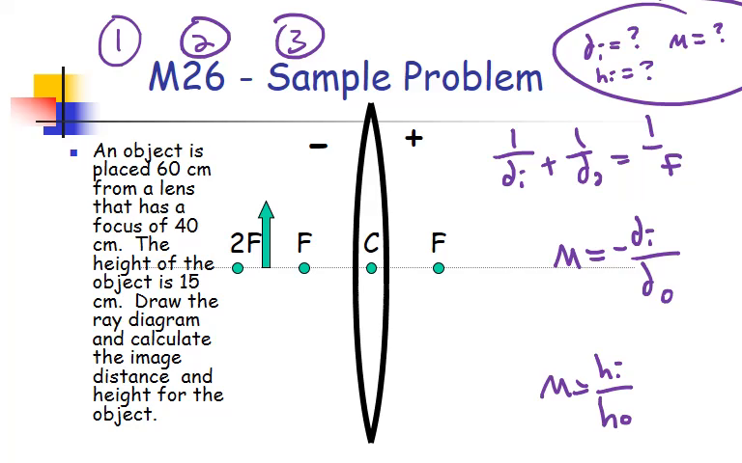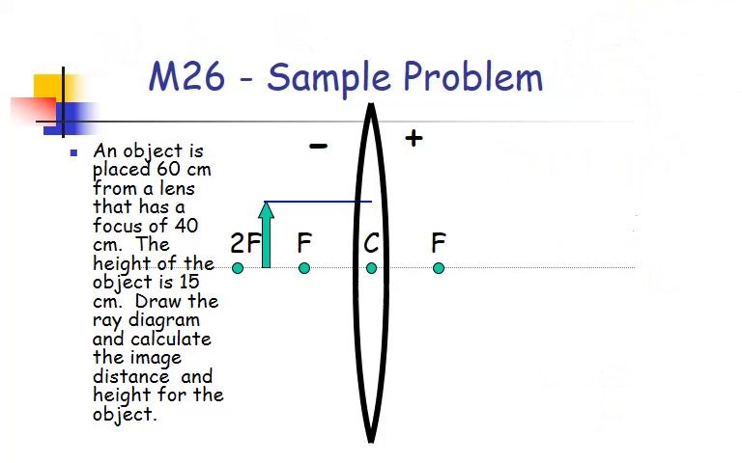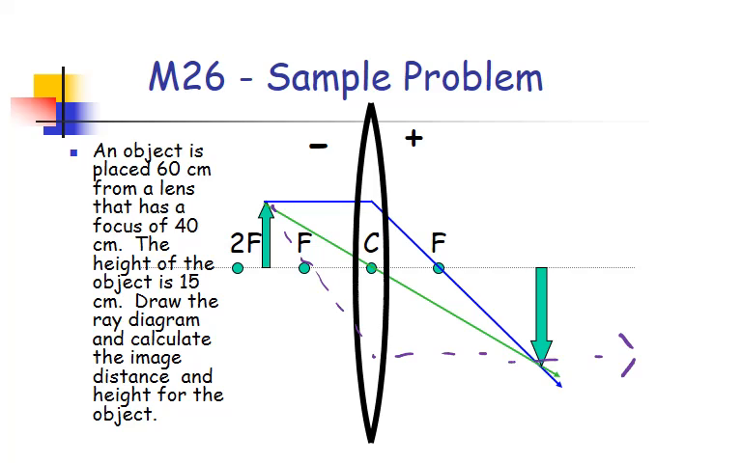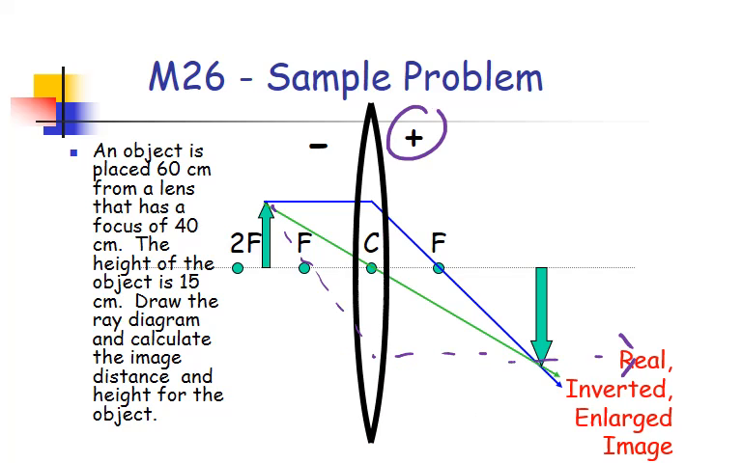All right, so we should have our first ray, parallel ray, and then through the focus, and then we'll have the center ray. You could draw the focal ray, then it comes out parallel, and our image should show up here. So our image should be real. It's on the positive side, it's real, inverted, enlarged.